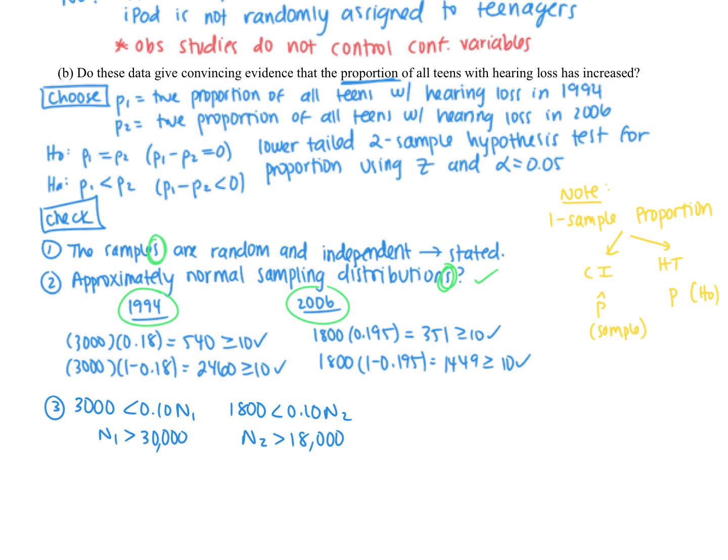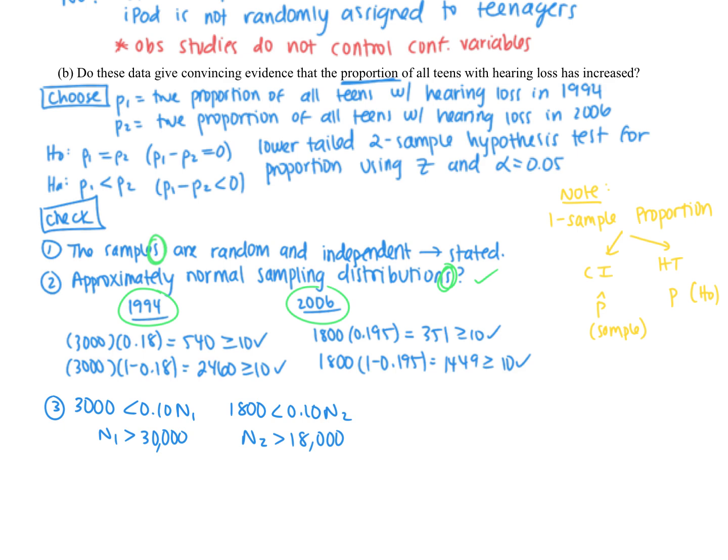And we need to write a sentence. This is where people tend to go wrong, is when we write the sentence for proportion. A lot of people want to say, there are more than 30,000 teenagers with hearing loss. That's not the population, though. So we have to ask ourselves, how was this data collected? We had a bunch of teenagers, and then we just measured, do you have hearing loss, yes or no? So the population is just teenagers. And then we looked at the proportion with hearing loss.